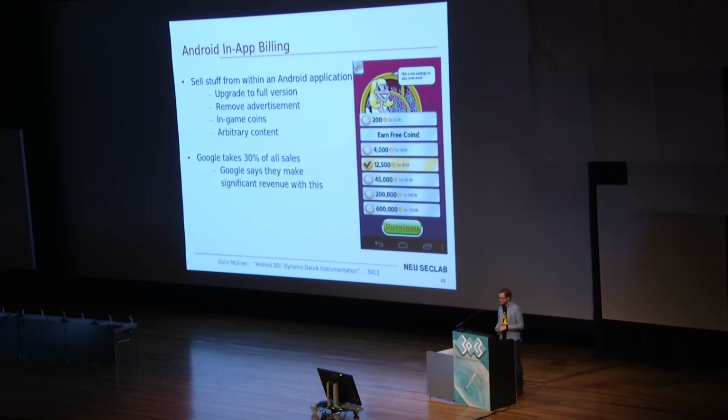And yeah, Google takes their 30%, and they say, oh yeah, we make a lot of money off it, so a lot of people apparently use it. And if you look at this, yeah, this is quite some money you can spend on just buying some coins in a stupid game.